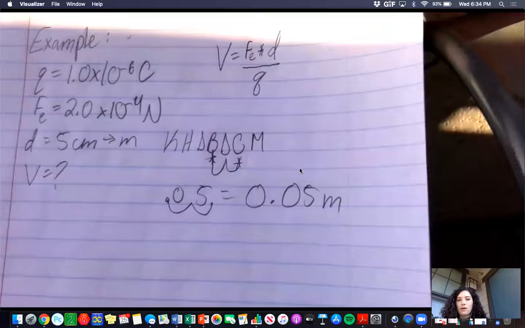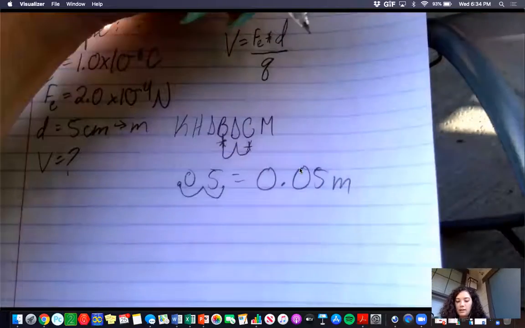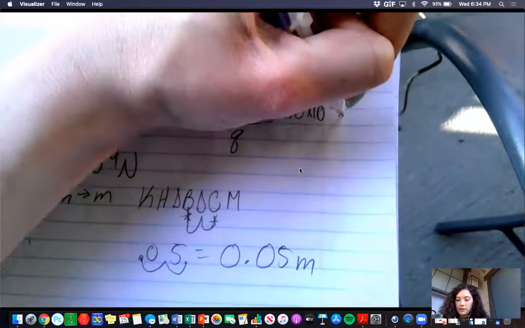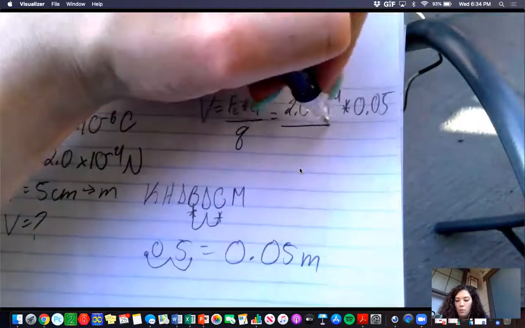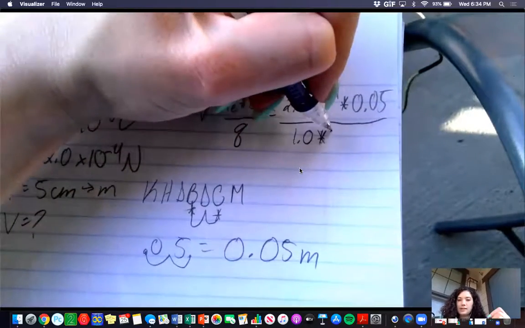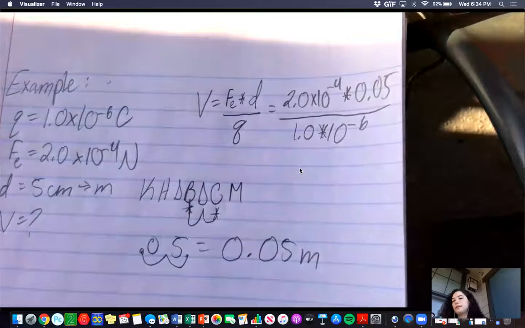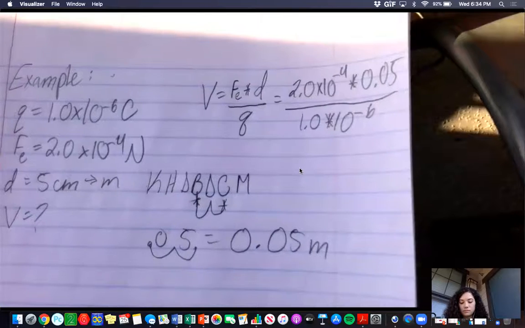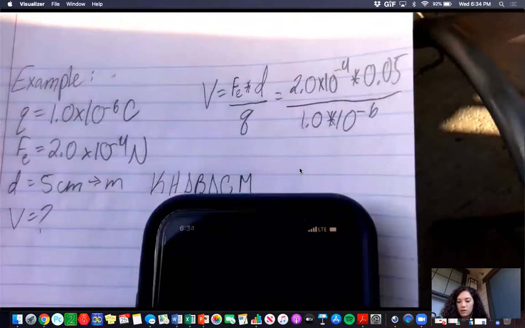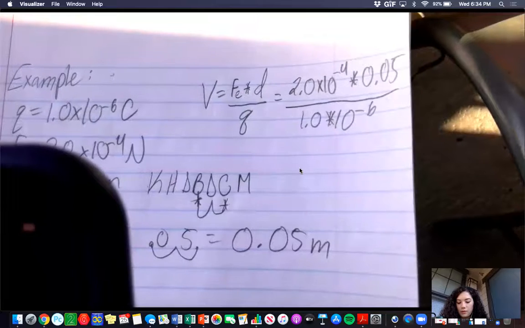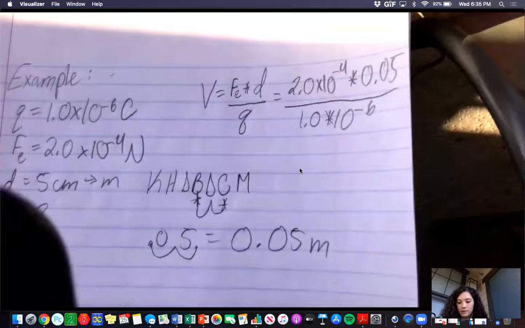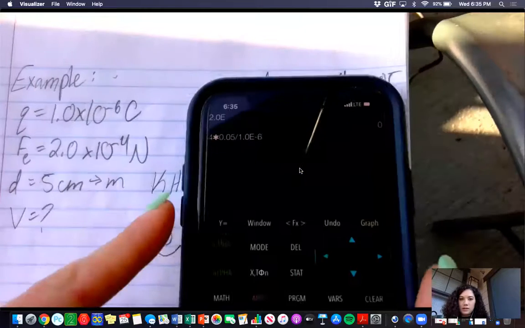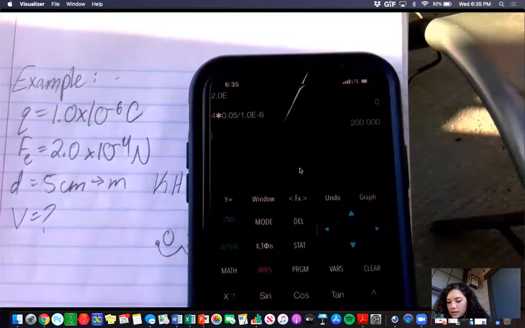So now let's take all of my givens and plug them into my formula. We're going to get 2.0 times 10 to the negative 4 times 0.05 divided by 1.0 times 10 to the negative 6. Take a second, plug it into your calculator. I will as well. So this is what it's looking like as I'm getting ready to plug it in.